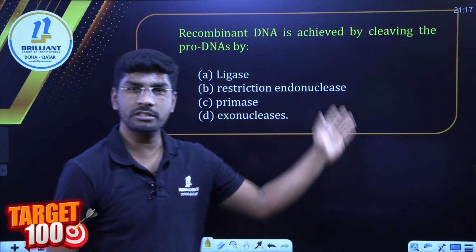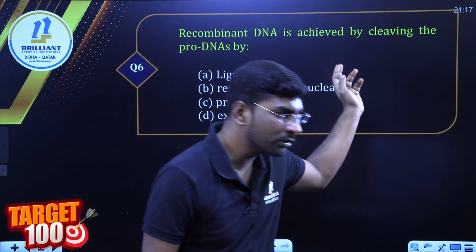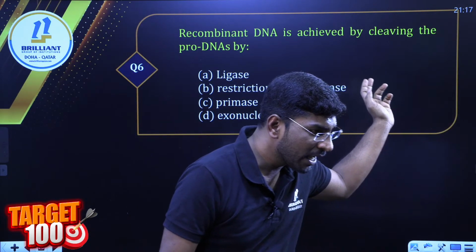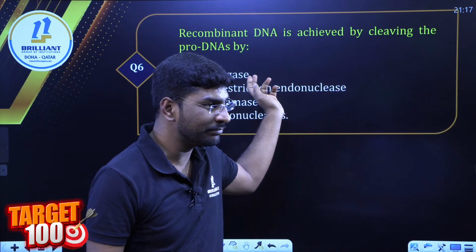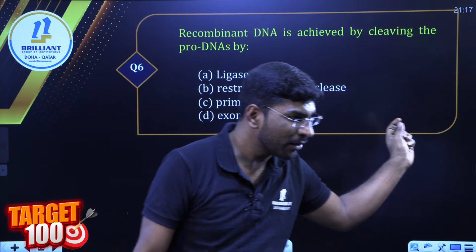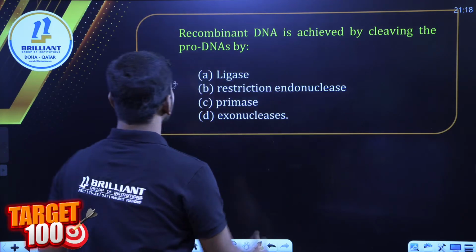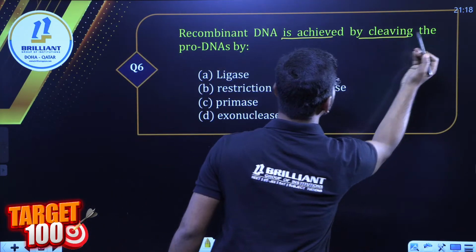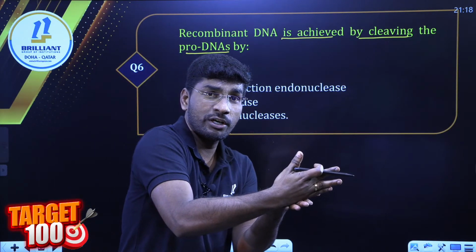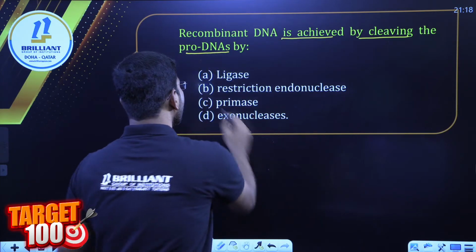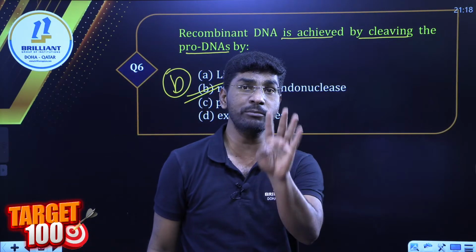Next question. Can you do this simple question? I am fully confident in my students, they will do this now. Any one of you? Yes. Now answer me here. Recombinant DNA is achieved by cleaving the DNA. Cleaving, cutting, cleavage. So restriction endonuclease, simple answer. Restriction endonuclease enzyme, a 2 mark question.